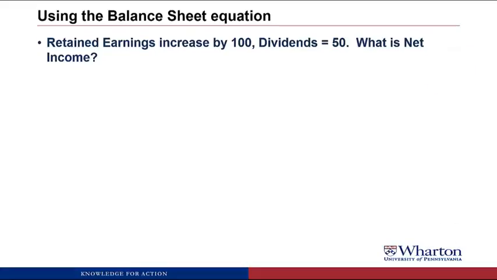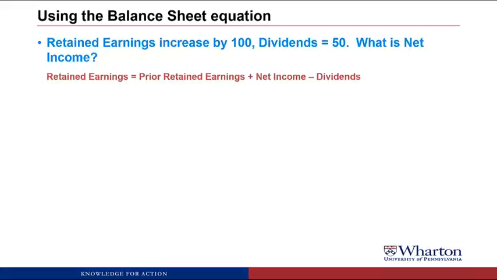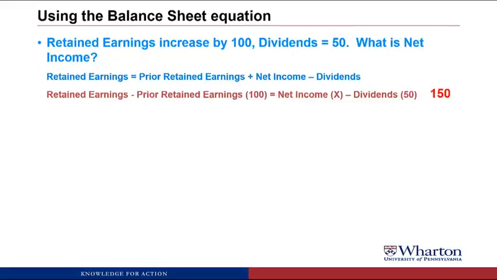A couple of slides ago, we looked at the equation for retained earnings, where retained earnings equals whatever retained earnings were at the beginning of the year, prior retained earnings, plus net income during the year, minus dividends. We know that retained earnings increased, which means that the difference between the two retained earnings is 100. That's on the left-hand side. That has to equal net income minus dividends. If dividends are 50, then the net income that makes this balance is 150.